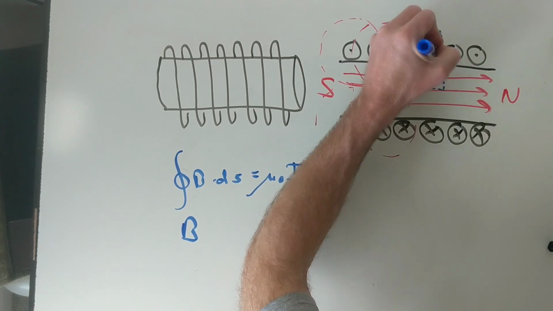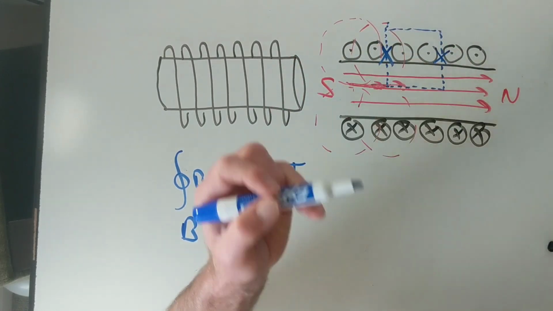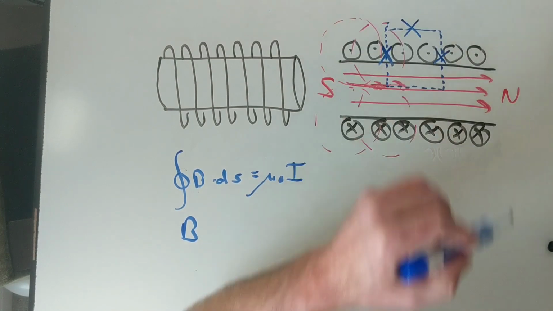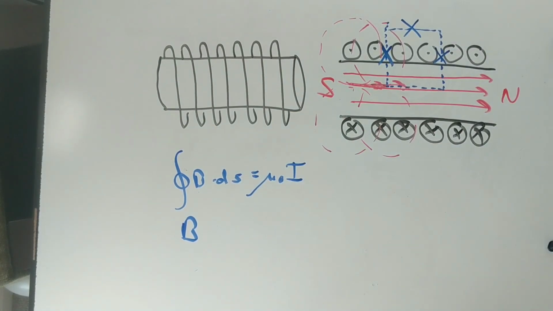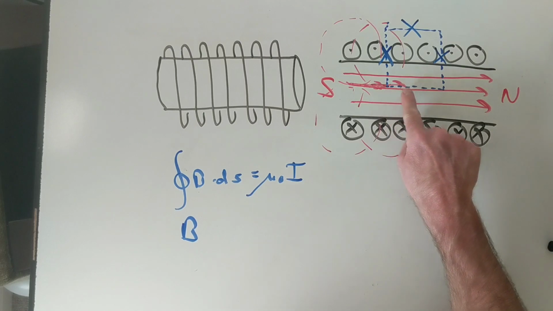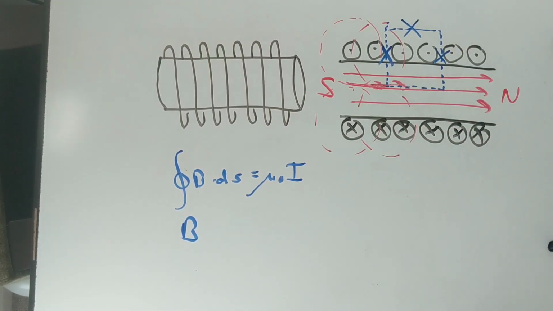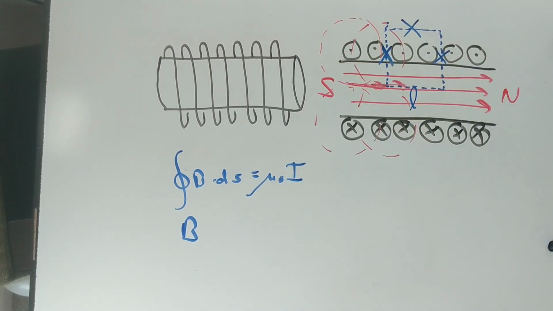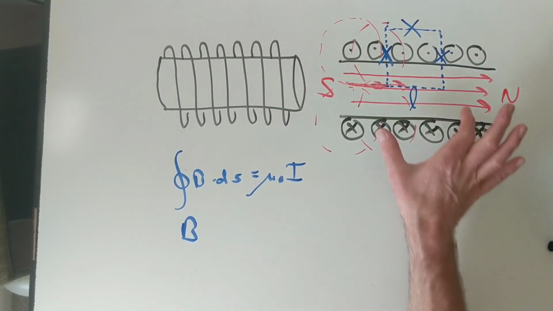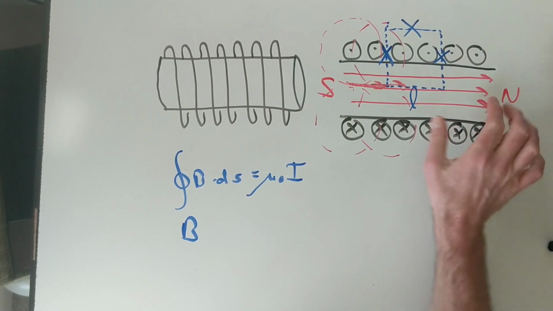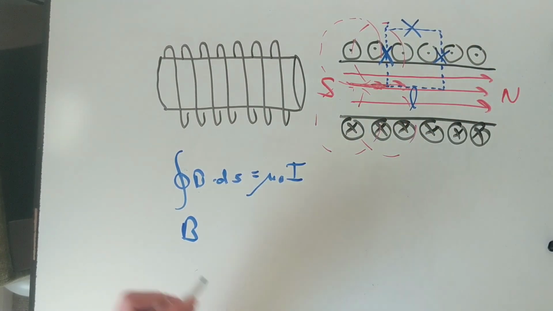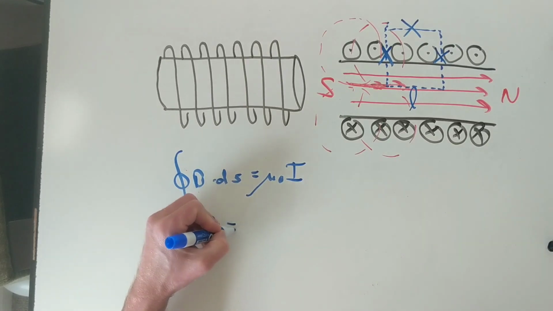This piece doesn't matter. It's not lining up with the magnetic field, that's it. This piece right here isn't even in the magnetic field, so that doesn't count either. The only part that matters is this piece right here. And what I'm going to do is call that length L. So what's the integral of B dot ds? It's B, the magnetic field here, times L, because that's the amount that matches the path. So it's B times L.